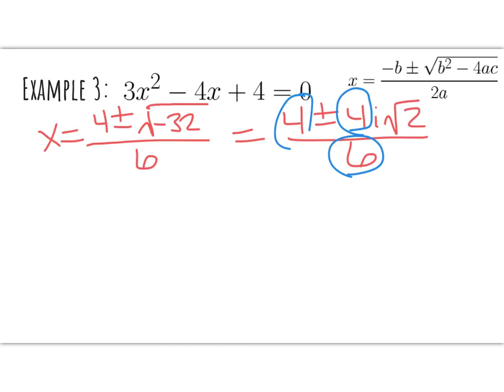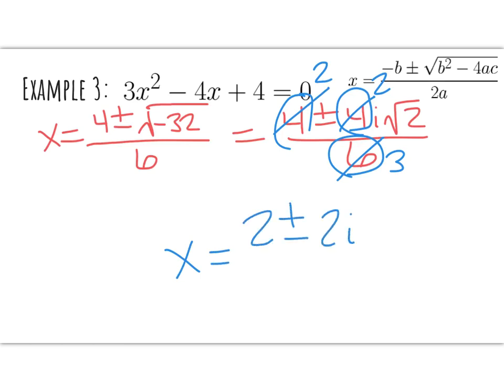of 2. So we'll reduce all of them by a factor of 2. 2 goes into 4 2 times. 2 goes into 4 2 times. 2 goes into 6 3 times. And we'll finish at x equals 2 plus or minus 2i times the square root of 2. We leave that radical alone, just as we were doing before in previous lessons. 2 plus or minus 2i square root of 2 all over 3. There's your final answer.